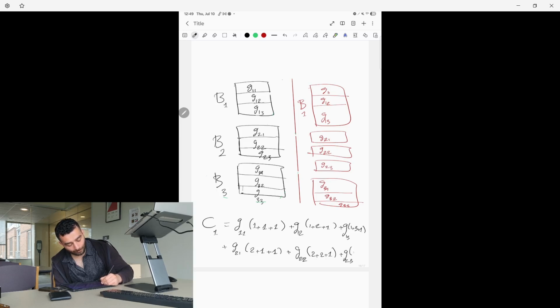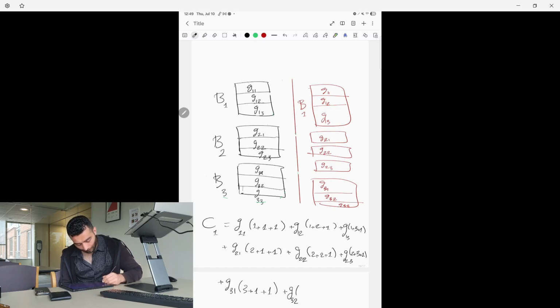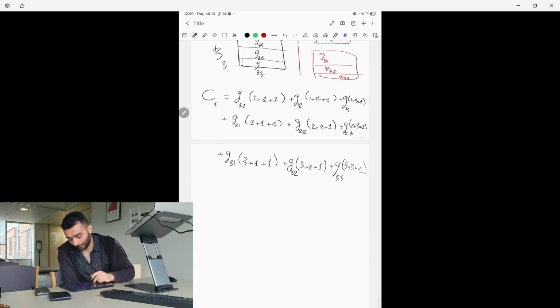G2 3 2 plus 3 plus 1, plus G3 1 3 plus 1 plus 1, G3 2 3 plus 2 plus 1, and G3 3 3 plus 3 plus 1, and then we have C2, which is, right, I have to go to the restroom sometime.